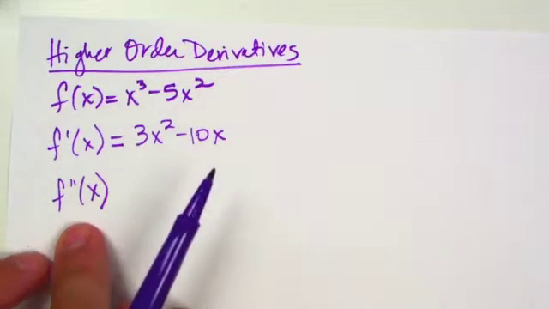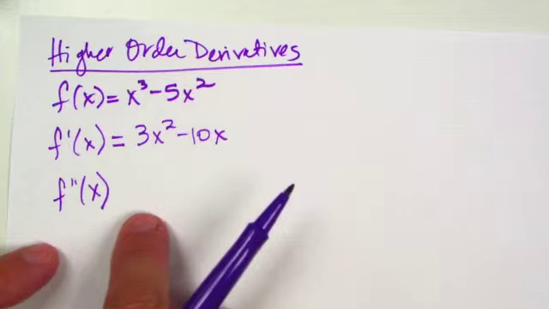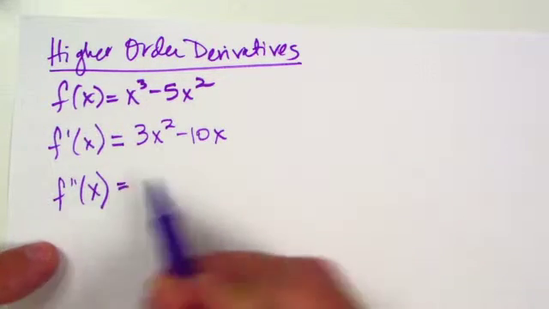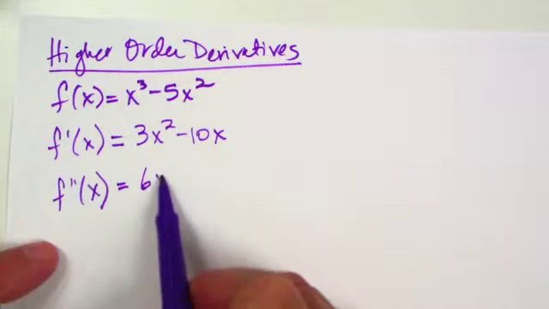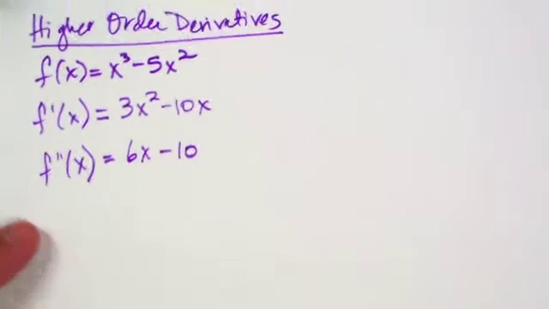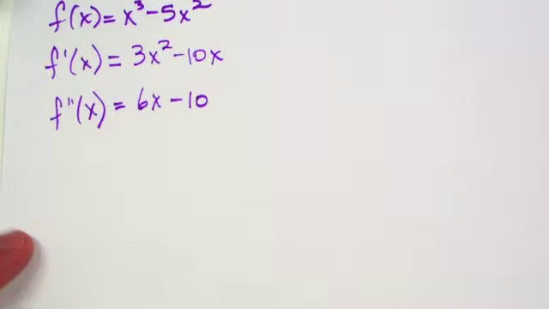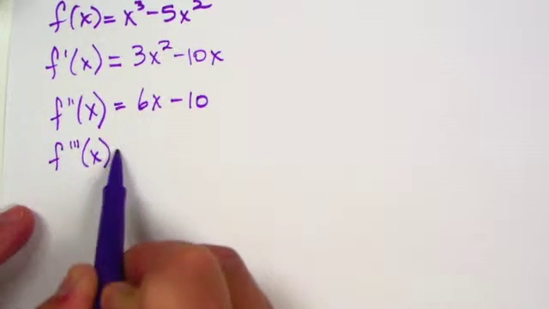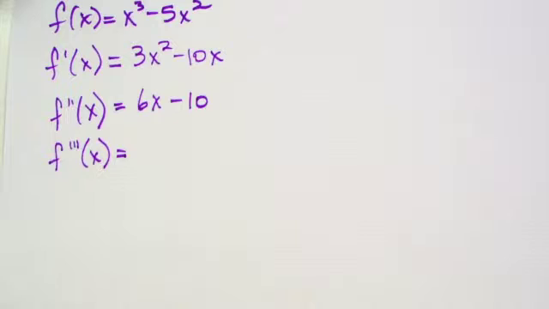Right, so f double prime of x. F double prime of x. What do you think that is? 6x minus 10. Good. A little more participation. I like it. Six. What about f triple prime? 6.